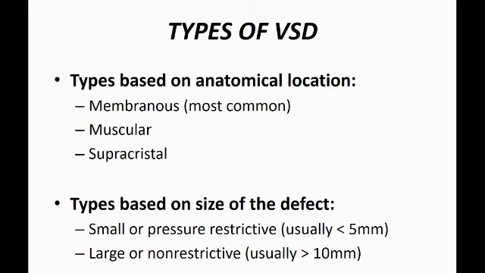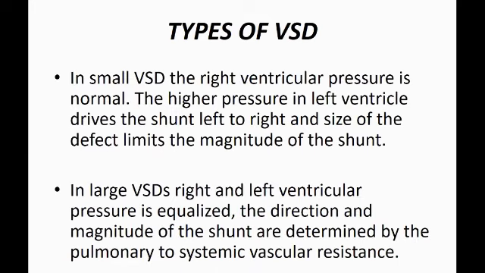VSD is called a small, pressure restrictive VSD when the size of the defect is less than 5 millimeters, and it is called a large, non-restrictive VSD when the size is more than 10 millimeters, or I can say when the size is more than 1 centimeter. So this is how we classify different types of VSD based on their anatomical location and based on their size.